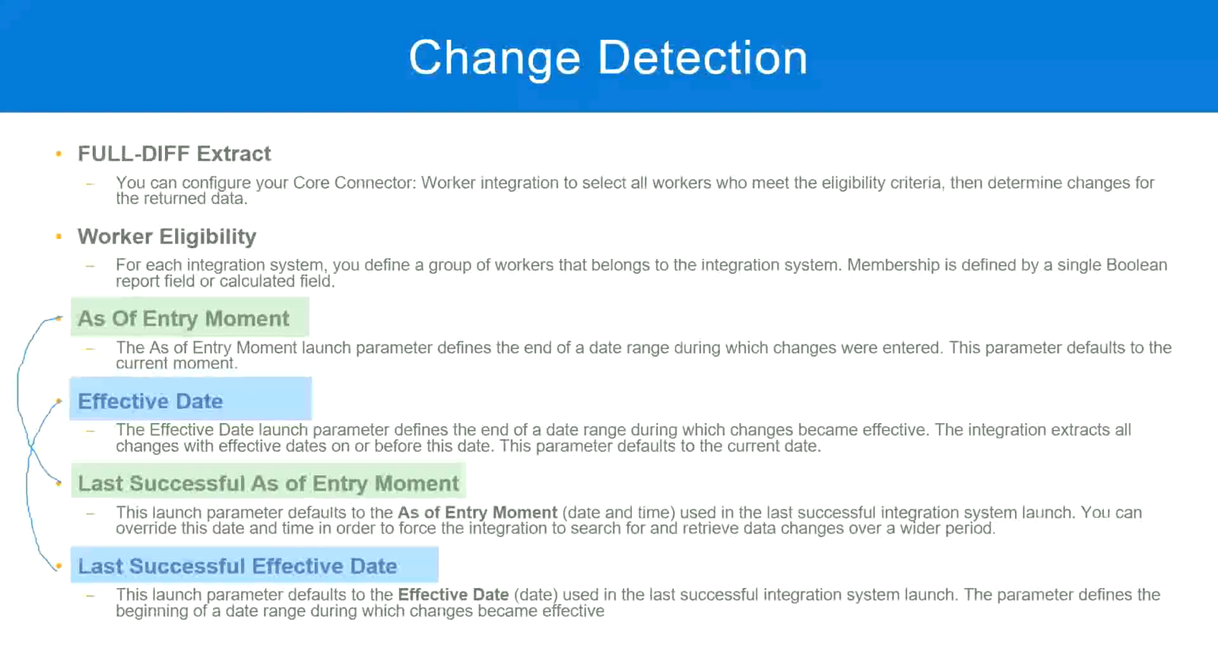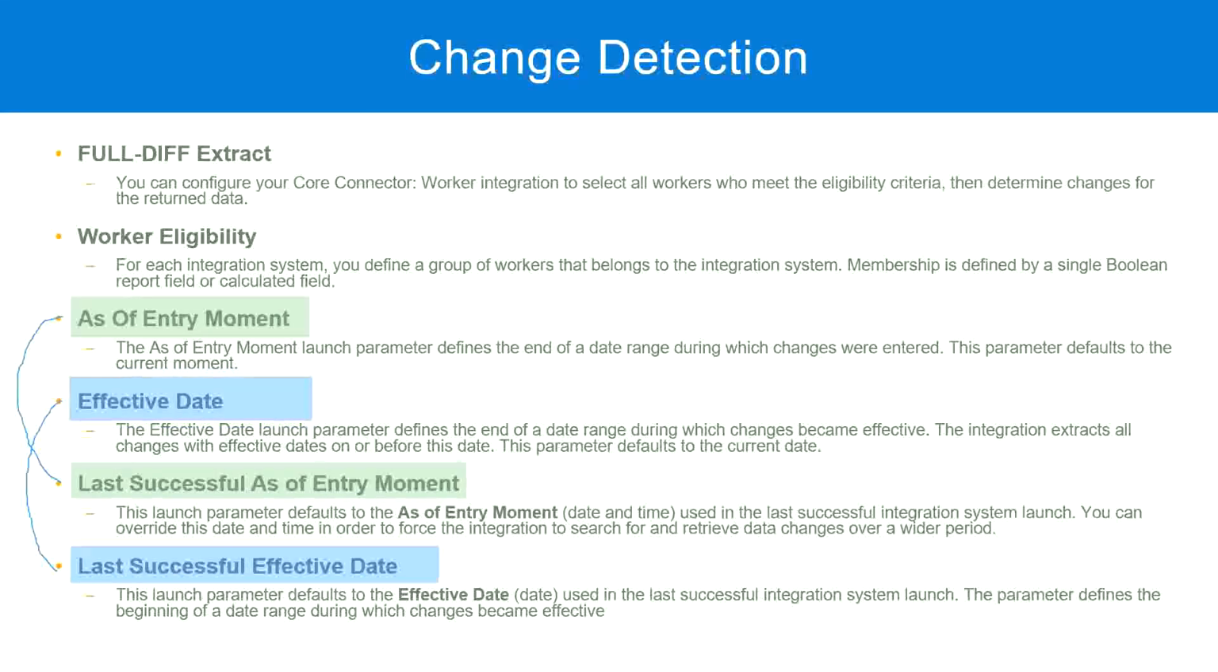So we will be able to hire workers with a past effective date. That is absolutely allowed. So in that case as well, what is the entry moment? Entry moment is now, right, or the moment you are making that entry in the system. But what is the effective date? It is in the past.